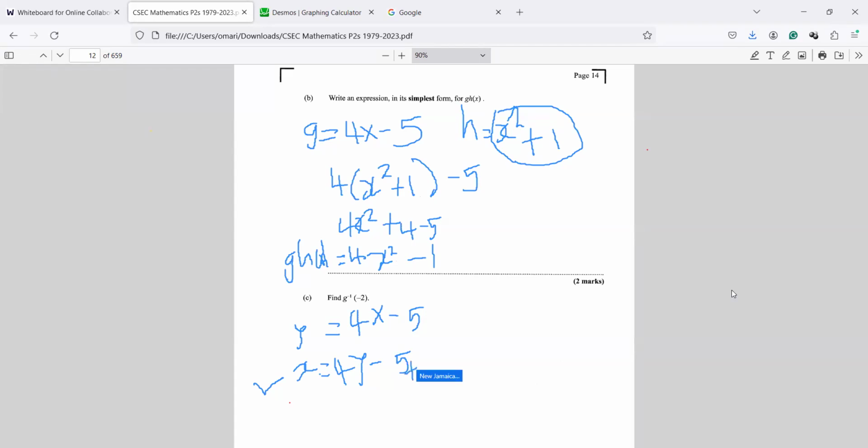So this is plus 5. Over here, it's going to be plus 5 as well. So we'll end up with something like x plus 5, as this would have cancelled. We're going to have just 4y on the right side.